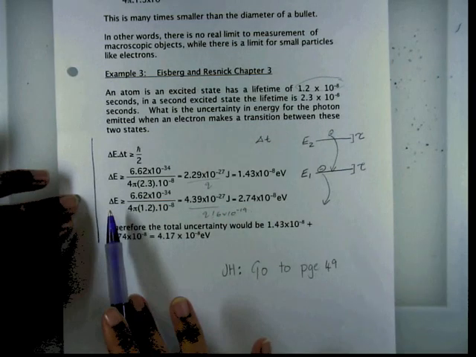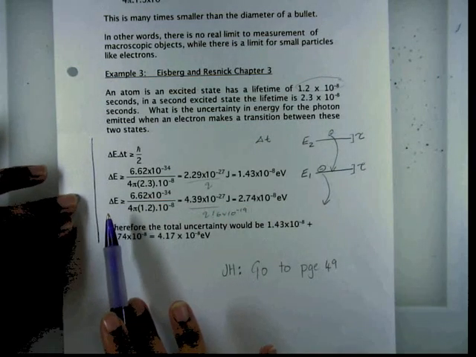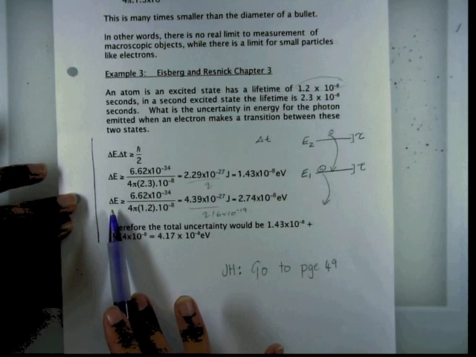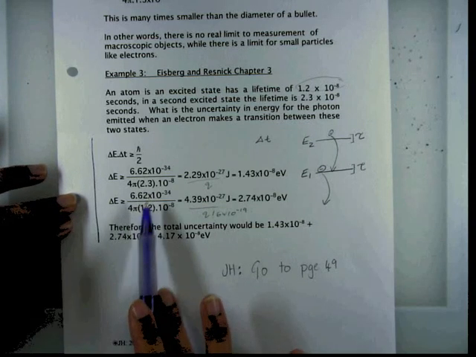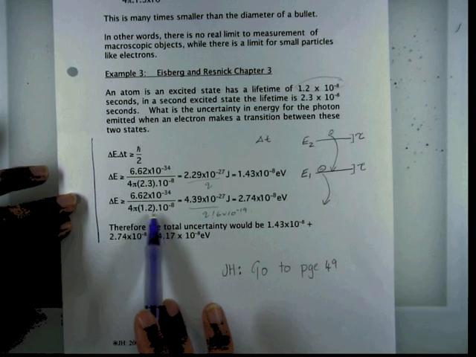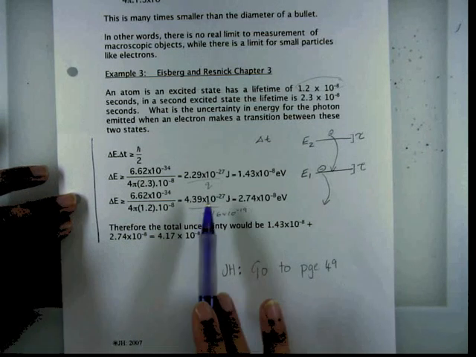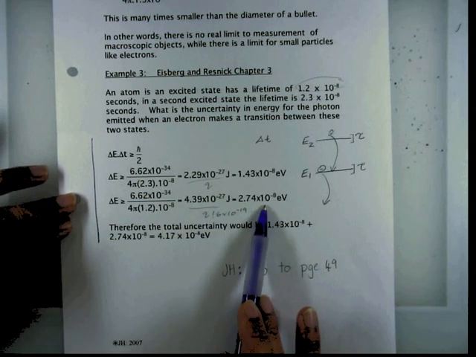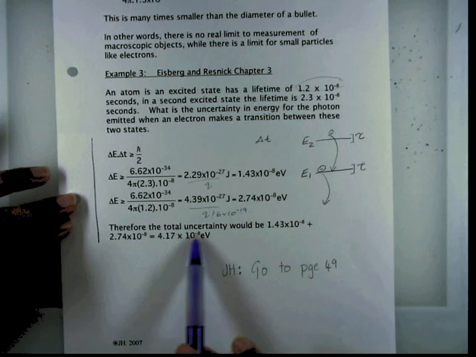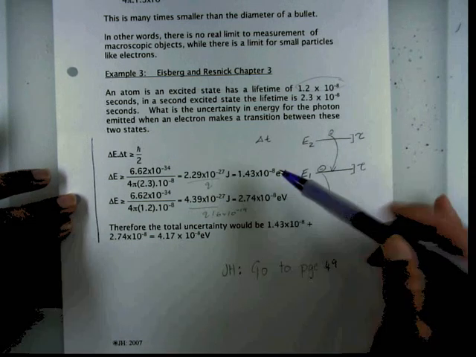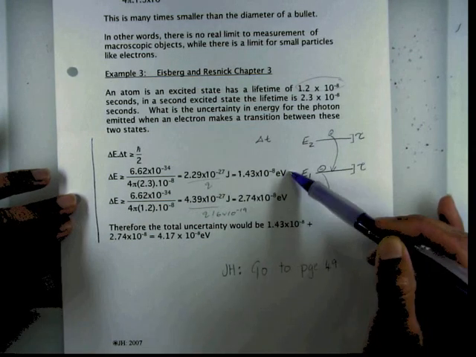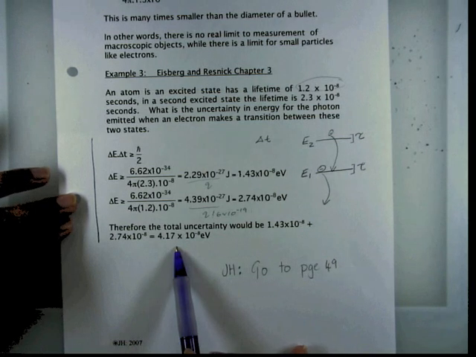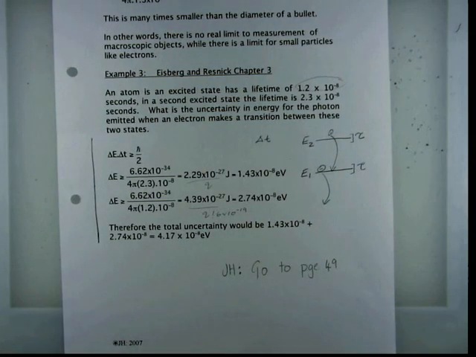Now, looking at the uncertainty associated with the second energy level, again, I have h over 4 pi delta T. Plugging in the various numbers, I then have 4.4 10 to the minus 27 joules, and then however many electron volts, 10 to the minus 8 electron volts. So the total uncertainty associated with the energy will be each of these added together to give me 4.17 10 to the minus 8 electron volts.